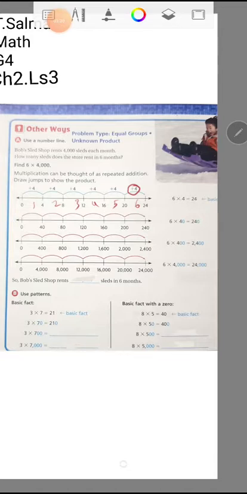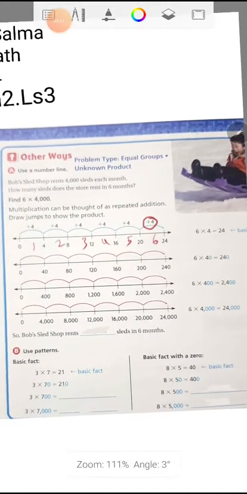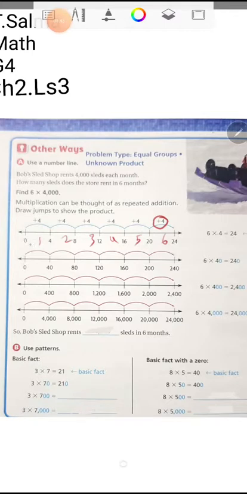What I have to do is jump on the number line between tens numbers, and each jump will be what? I will write it for you. Each jump will be 40, not 4. And I have to repeat it 6 times: 1, 2, 3, 4, 5, 6.